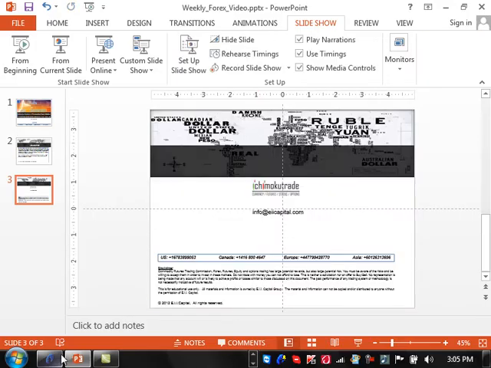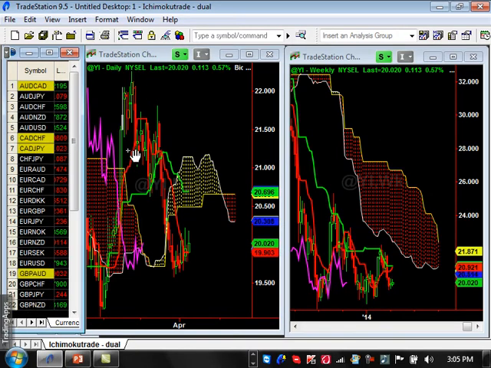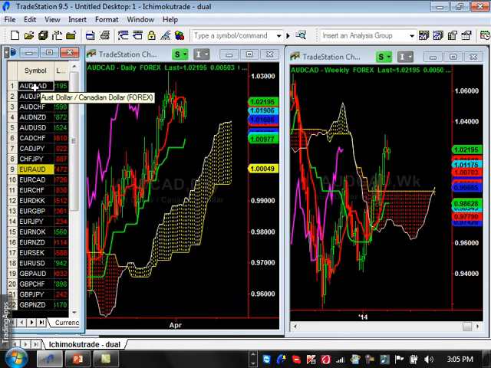Okay, so let's go straight to the charts and start looking at currencies. Currencies have done a lot in the last couple of weeks. Remember, on the left-hand side is the daily time frame, and the right-hand side is basically the weekly time frame.